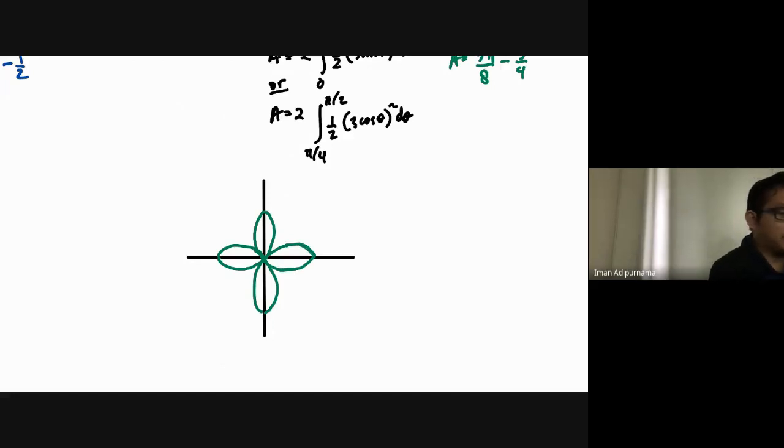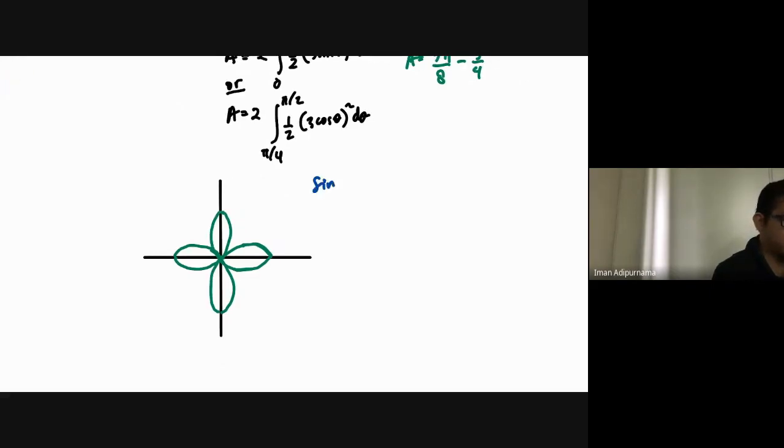Okay, to check how the intersections look, you can see from the sine 2 theta, and then you set both equal, and you get the tangent should be 1. So 2 theta is pi over 4, so theta will be pi over 8. So around pi over 8, it will have the intersections.